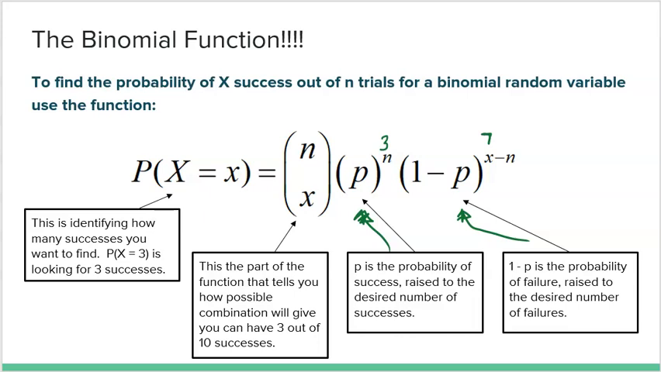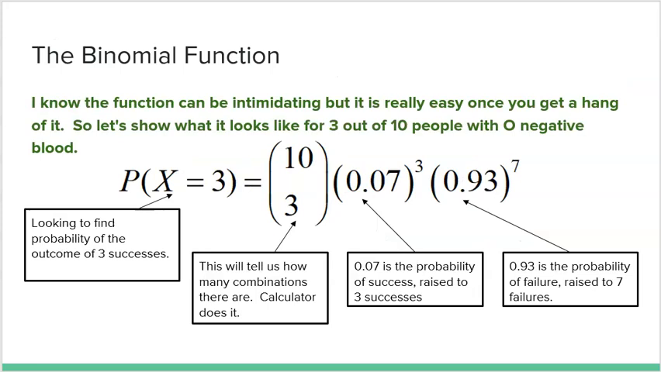That's the part that we need the function for. So to better understand this, let's look at it through the eyes of the problem we're currently looking at. On the far left, we're trying to find the probability of 3 out of 10 successes. This is the part that shows us 3 successes, 0.07 is success to the third. This back part is the failures, 0.93 is the probability of failure to the 7th. That's the number of failures we have.